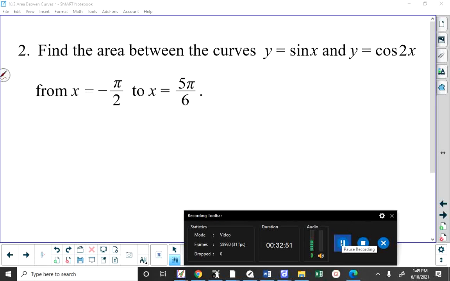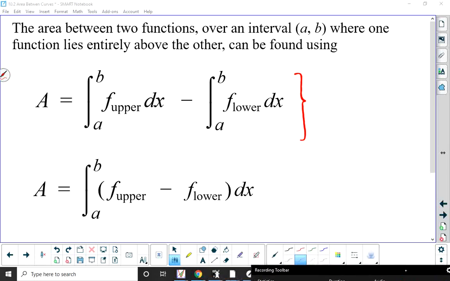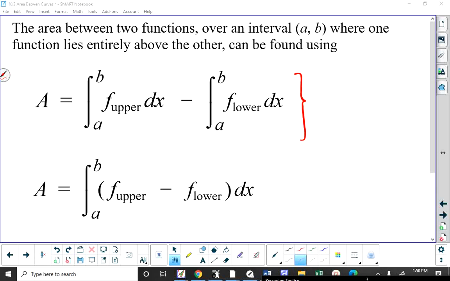So once again, everybody, this is what we do in terms of making sense of the problem. We say that since one of the functions lies entirely above the x-axis and is entirely above the second, if we find the area below the upper function and subtract the area below the lower, we get the area between them. But this is more practical.